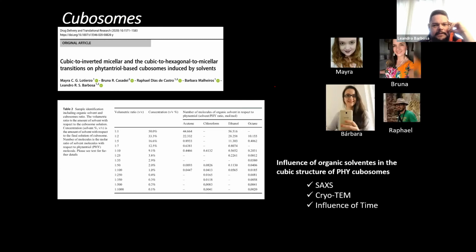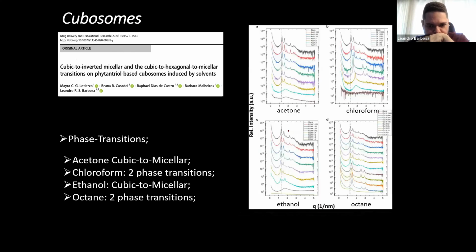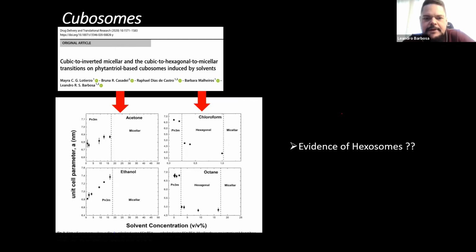In this first study, the guys from my lab performed this work. No, I helped them. They performed everything. Here we study the effect of polar solvents on the structure of the cubosomes. Here are the SAXS results on the right side. It's very nice because here I'm showing you acetone, chloroform, ethanol, and octane. Those are solvents that are generally used to solubilize different kinds of drugs, and this is the reason that we chose those. And we have very interesting results.